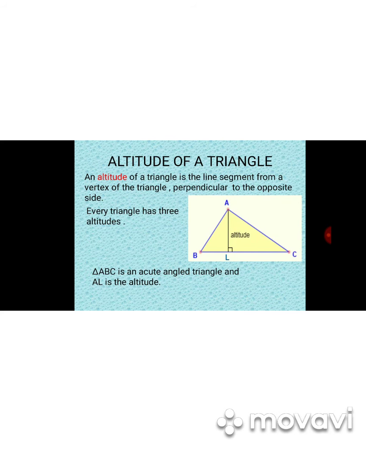Now the next part is altitude of a triangle. Now what is the altitude? An altitude of a triangle is the line segment from a vertex of the triangle perpendicular to the opposite side. Now look at this figure. Triangle ABC is given to you. In this triangle, AL is the altitude as it makes an angle of 90 degrees to the side BC. So it is the altitude of the triangle, right? ABC is an acute angle triangle and AL is the altitude.